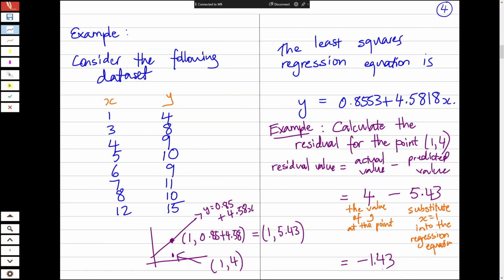Is anyone still writing? Okay. 3 dot points and then we're done. You've done well.